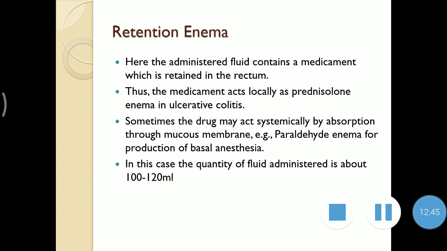Next is retention enema. In this type of enema, the drug administered contains a medicament that is retained in the rectum where it acts locally, for example in ulcerative colitis, or it may get absorbed into systemic circulation, for example paraldehyde enema for production of basal anesthesia, and the quantity is around 100 to 120 ml.